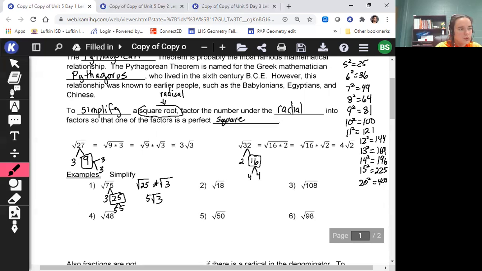Number 2, take the factors of 18. 18 is divisible by 2. And 18 divided by 2 is 9. 9 is a perfect square. And 9 factors into 3 and 3. So we've got the square root of 9 times the square root of 2. And remember, square root of 9 is 3. So we've got 3 square root of 2.